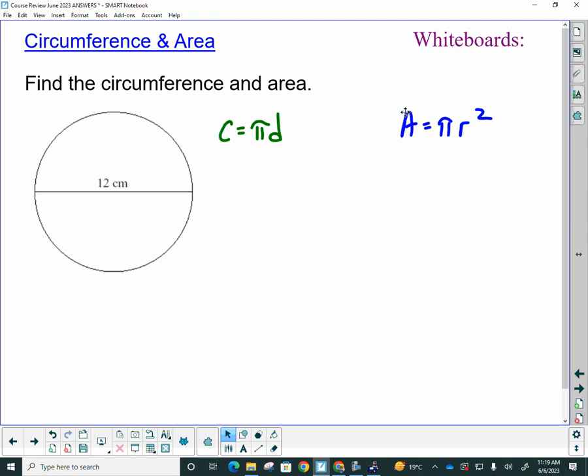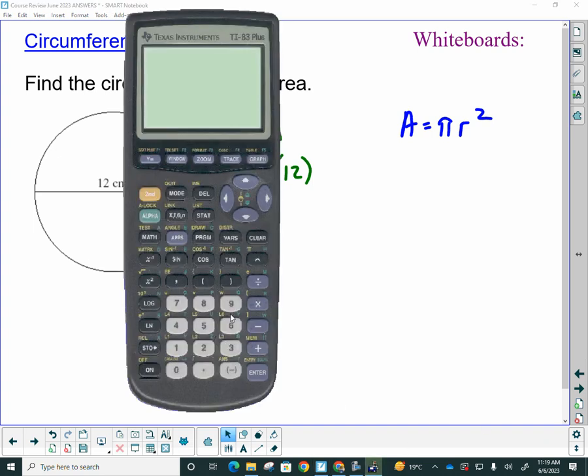Okay, so very quickly I'll show you where our answers come from. The d is 12. Now it's just a matter of multiplying pi times 12. Remember to use your pi button. On your calculator, depending on where that is, mine, the pi button is right here.